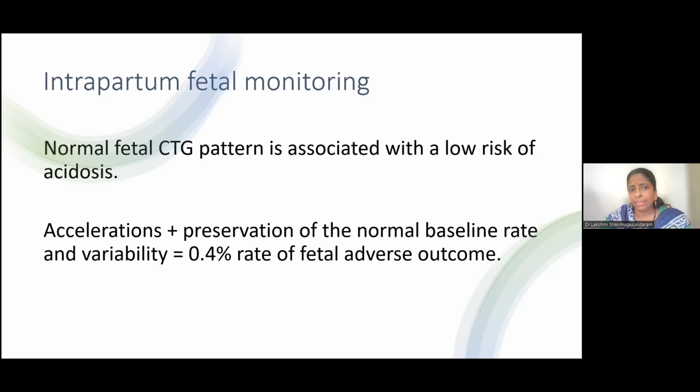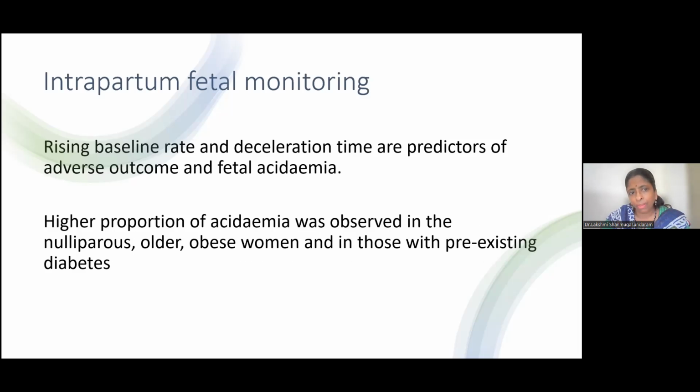So among the CTG patterns, if you have a normal CTG pattern and the presence of accelerations, they are really, really good indicators of a low probability of fetal complication. However, we cannot expect accelerations for all women in labor, and this, if present, is a good feature. However, when there is rise in baseline or decelerations, these tend to be useful predictors for acidemia.